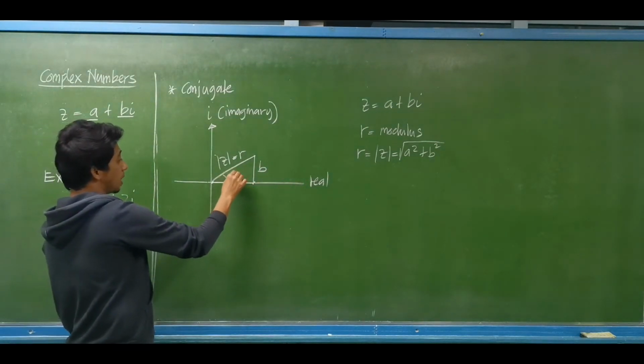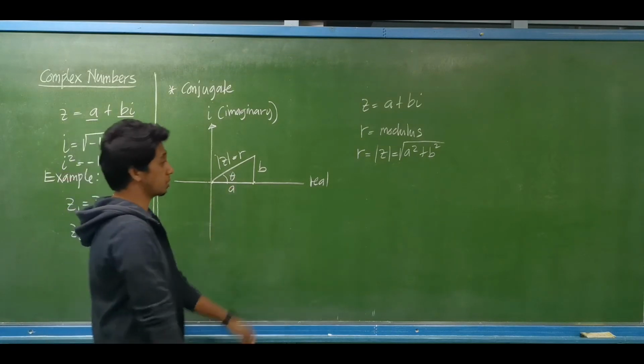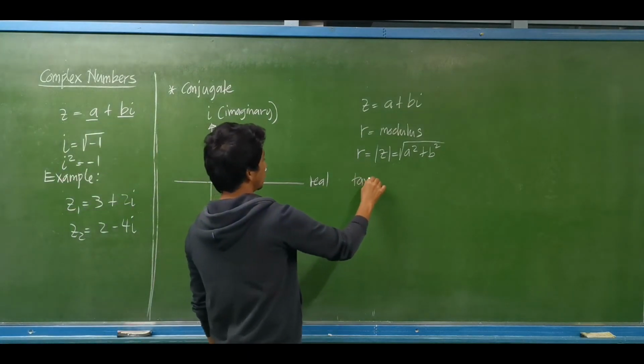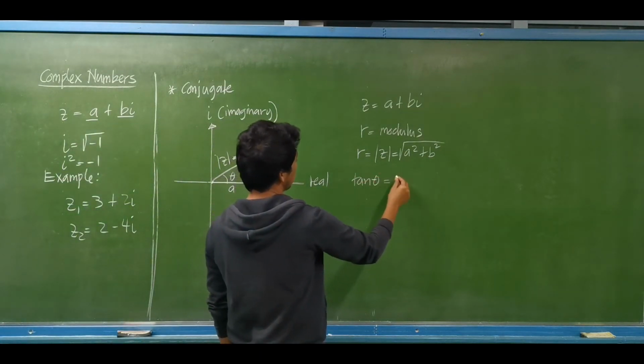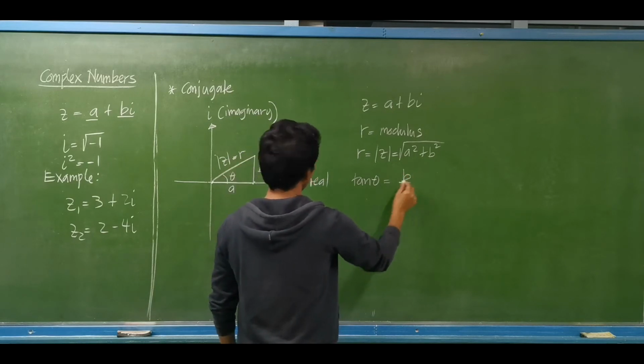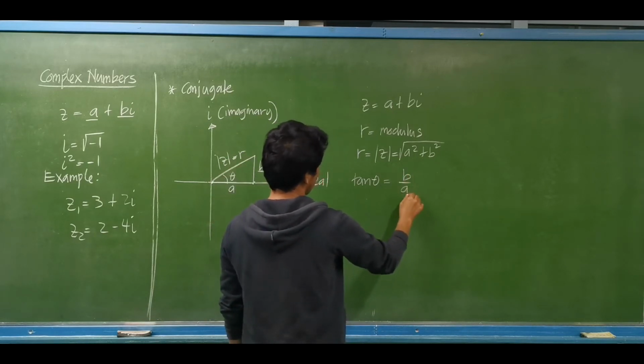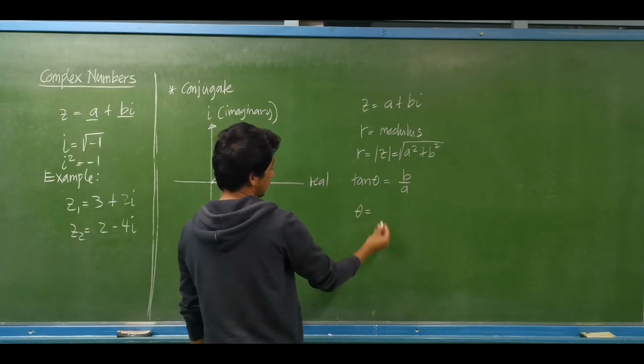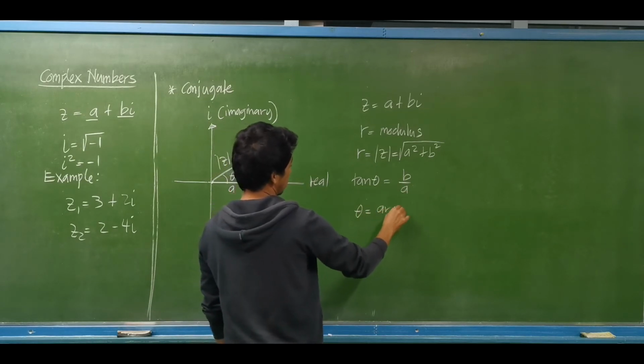Then we'll be having this angle theta. How to compute for this theta, that is the tangent of theta is equal to opposite, that is b, over the adjacent side, which is a. Wherein this theta is known as the argument.